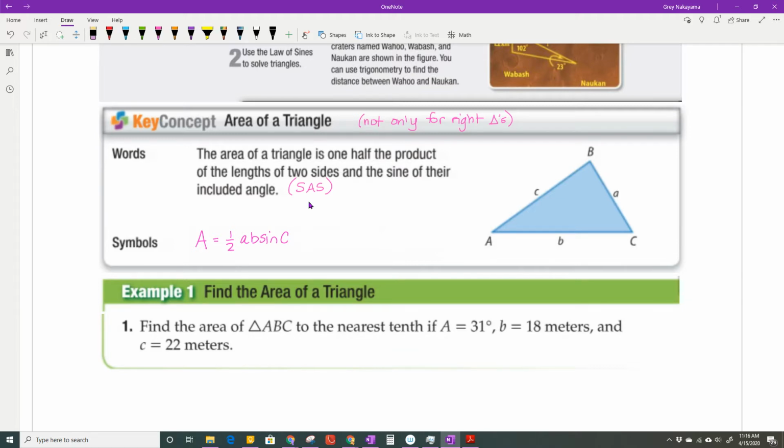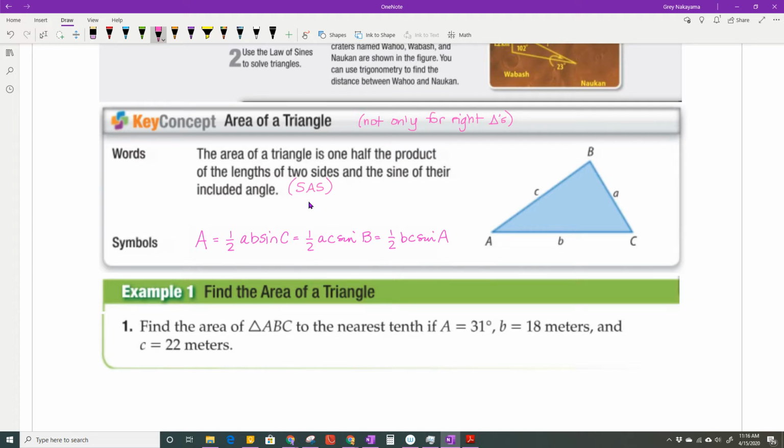So that could be 1/2 AB times the sine of C, or it could be 1/2 AC times the sine of B, or it could be 1/2 BC times the sine of A. So it does not matter what letter it is. It's not as particular as something like the Pythagorean theorem. It's just the fact that you have to have two sides of a triangle and the angle that comes between them.